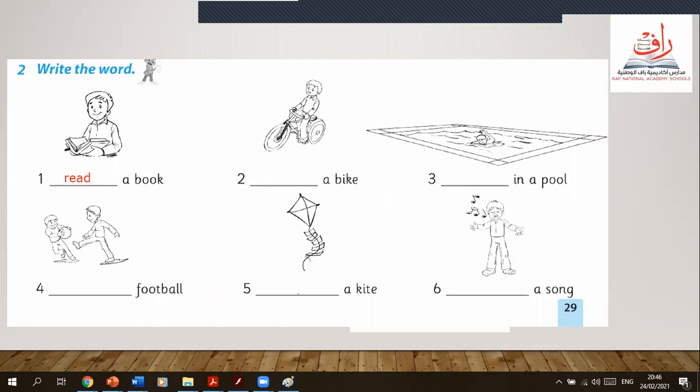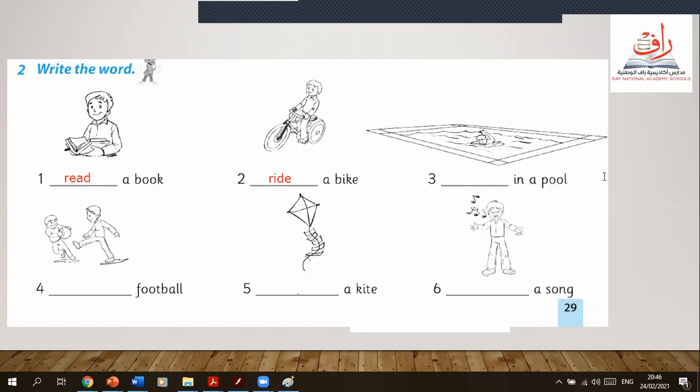Number 2, what about this boy? We have something here, a bike. What can we do with a bike? Sing? No, ride a bike. Again, ride a bike. Good job.